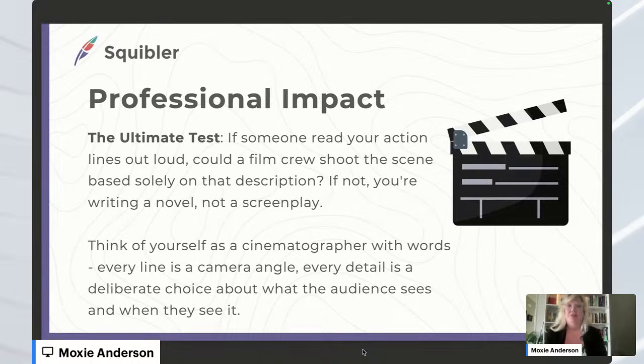So here's another test for you. If someone read your action scenes out loud, would a film crew shoot the scene solely based on that description? Would they be able to? And if not, you're going to be writing a novel and not a screenplay. There shouldn't be interior characters' thoughts and so forth. So think about yourself as the filmmaker. This may help you, where words and every single line is a camera angle, and every detail is a deliberate choice about what the audience is going to see and when they're going to see it.